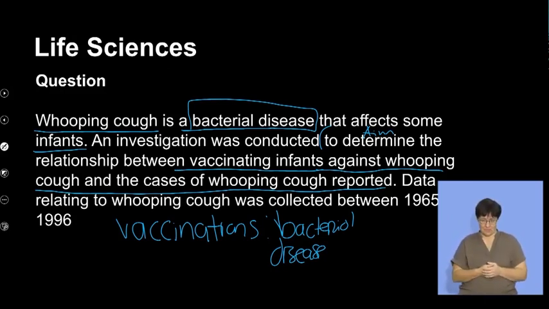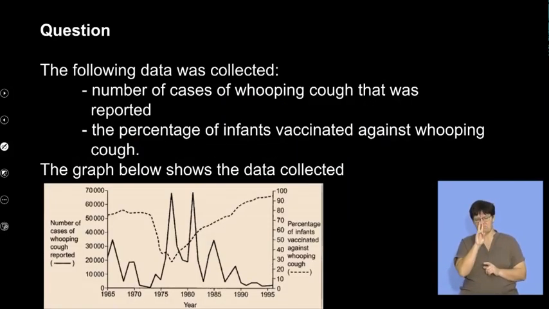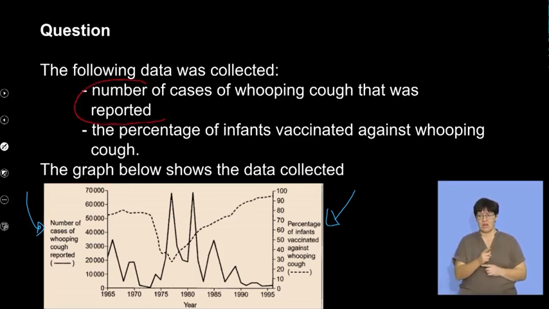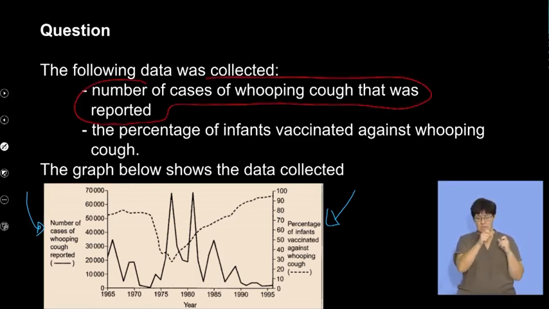Okay, so the data was collected a long time ago, between 1965 and 1996. That's fine. We just need to be able to read from a graph. What did they look at? The following data was collected. Now, guys, this is quite unusual because you've got a graph that has two sets of axes. Have a look here. I'm going to change the pen color quickly. On the side over here, the number of cases reported.